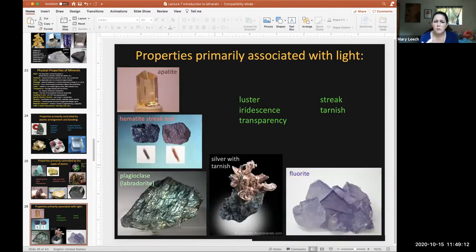Some properties are controlled by light, like the luster, whether a mineral has a glassy luster, so it's very shiny on that cleavage face. The streak also, the powdered color of the mineral, its transparency, so whether you can see light through the crystal, whether minerals are tarnished, you won't run across that really in this, or iridescence, that's another one.